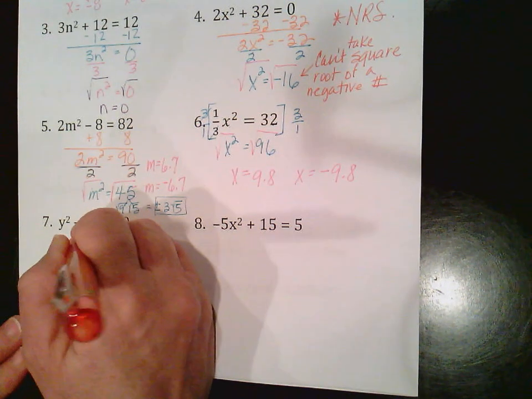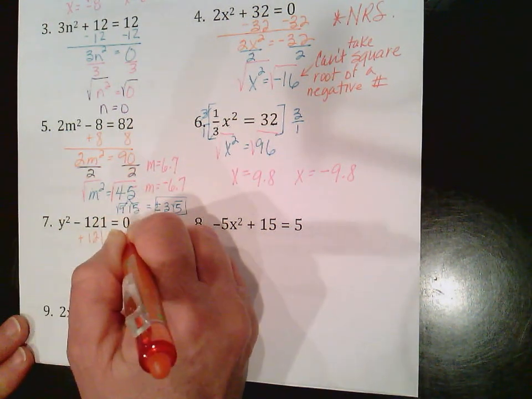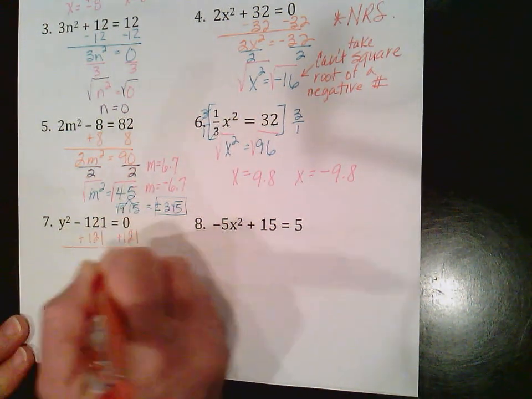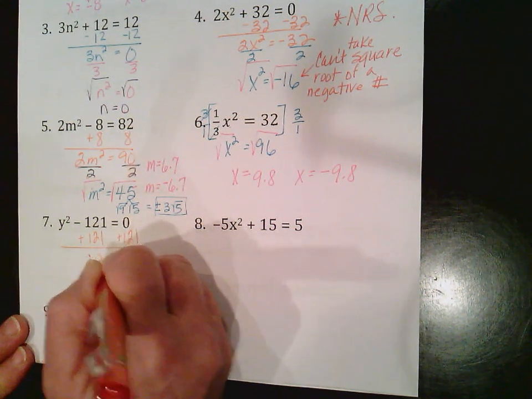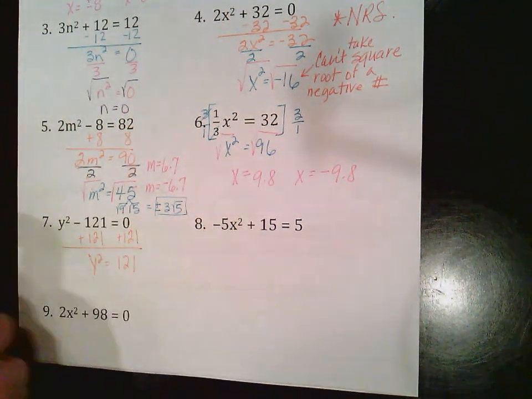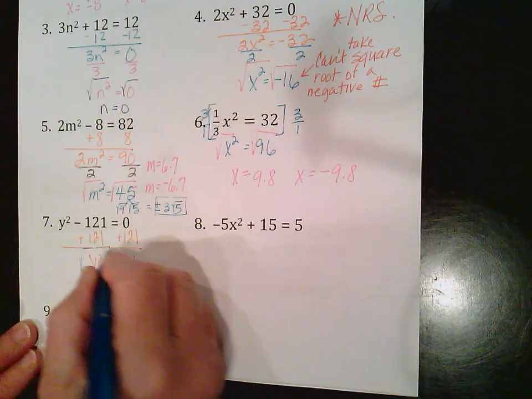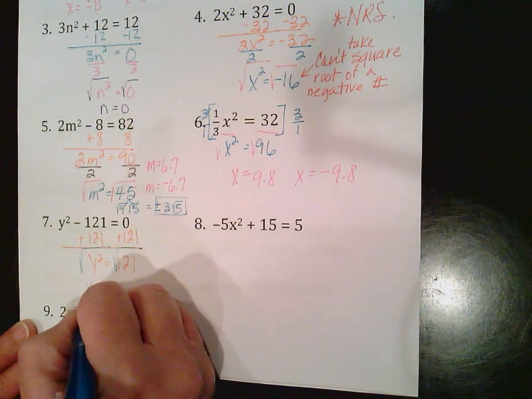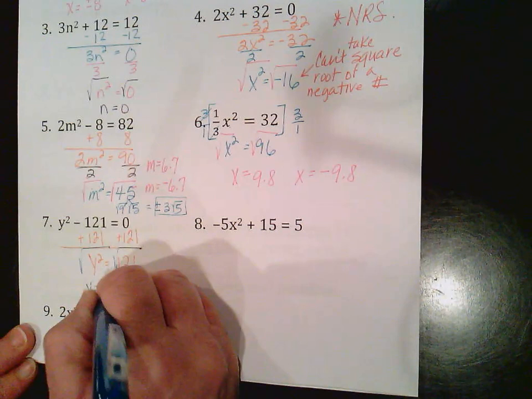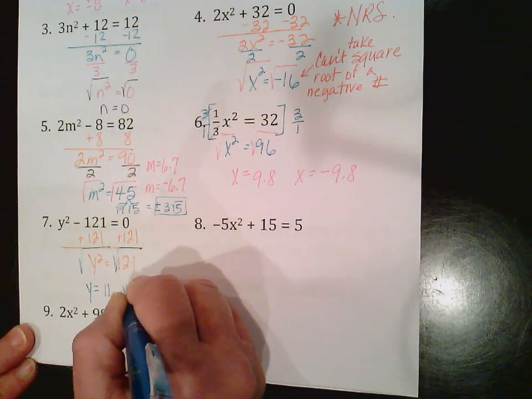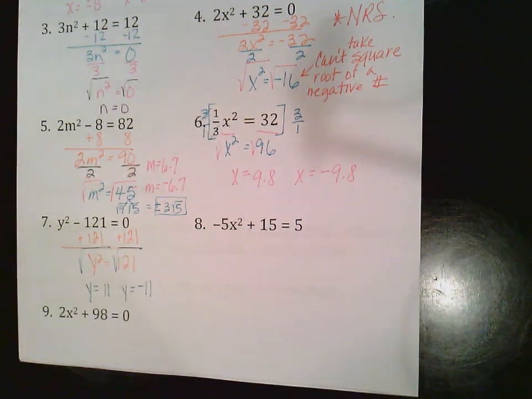All right, I'm adding 121 to both sides to get the y squared by itself. That gives me y squared equals 121. I'm going to take the square root of both sides to get the y by itself. Square root of 121 is 11, and so you're going to have both the positive and the negative of 11.